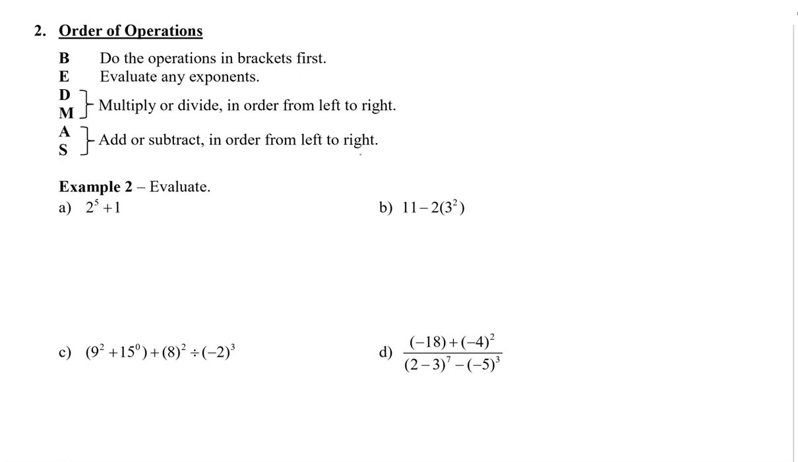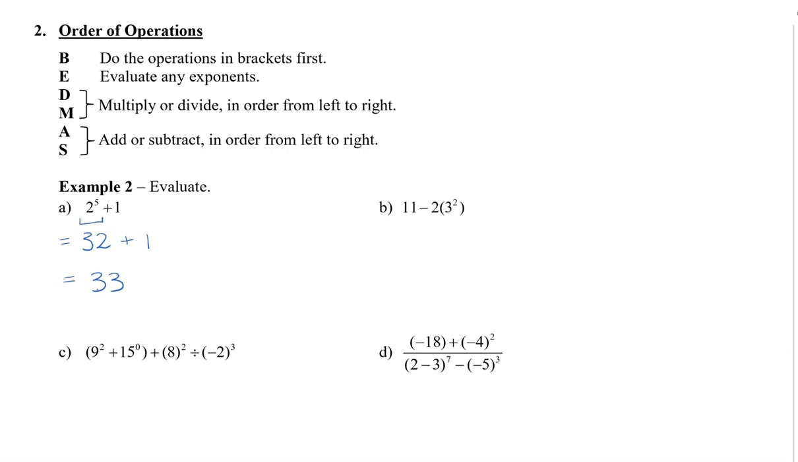In this first one here, we have 2 to the power of 5 plus 1. There are no brackets, so we're going to go to our exponent. And we have an exponent of 5 with a base of 2. So we're going to do 2 to the power of 5 first. And that is 32. And then we have the plus 1, which we bring down. And then 32 plus 1 is 33. A nice simple one to start with. All right, let's try another one.